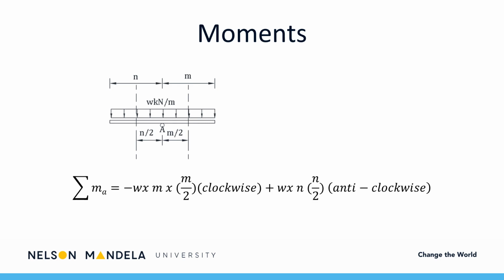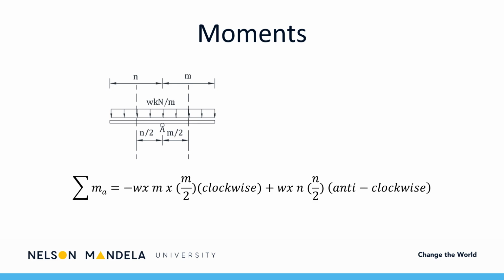So watch this now. W times m, I'm just converting the UDL into a point load, and I know the line of action is shown there. So times m over 2. What is m over 2? The distance from my line of action to where I am taking moments, and it's rotating in which direction? Clockwise. Then I use negative in this case. I said clockwise is negative because, remember, it's not important which one is negative.